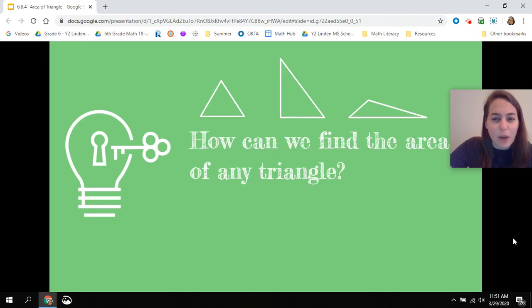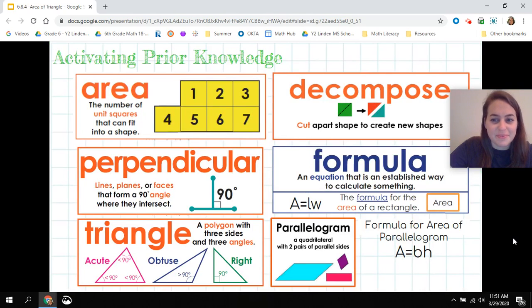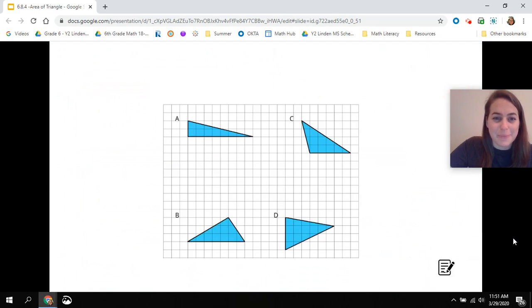Today's question is, how can we find the area of any triangle? Take a moment to review some of our key vocabulary from this unit. There's a review of triangle vocab if you need to remember how to categorize triangles. Let's keep going.